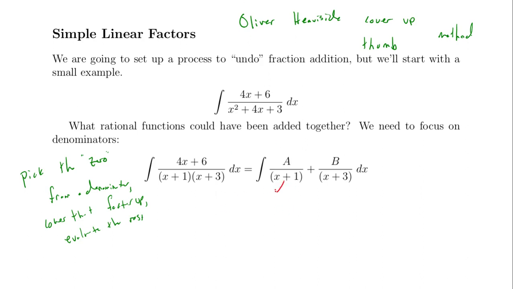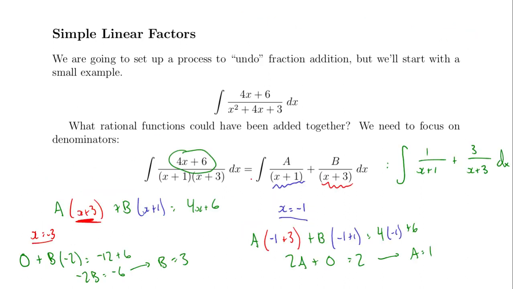We're going to look right here for a. We're going to use x equals -1, and we're going to cover up the corresponding factor, this x plus 1 here, and evaluate the rest with x equal to -1. So we'll say, all right, 4 times -1 plus 6 over -1 plus 3. That's -4 plus 6, which is 2, over 2. That's 1.